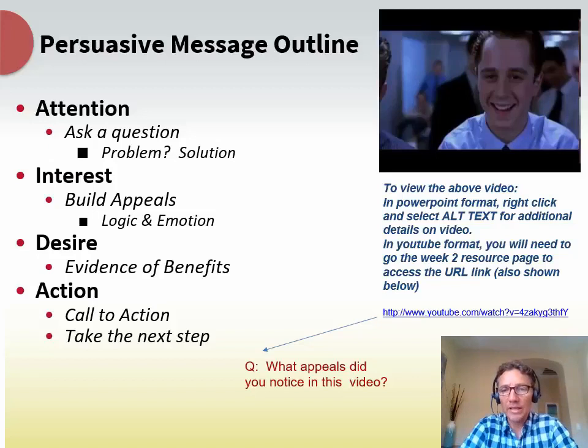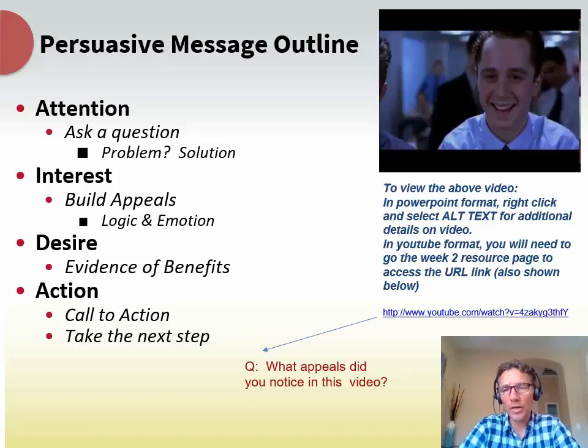So a possible attention-getting opening paragraph in the problem solution format will be something along the lines of, are you tired of constantly recruiting and training new employees only to see them leave after 6 months? Consider Manpower Inc., where you have at-will employees that are pre-trained for a variety of functions.